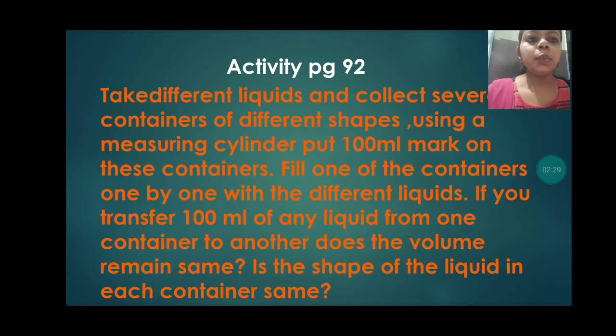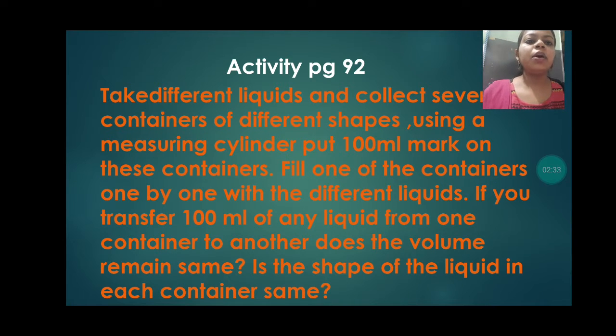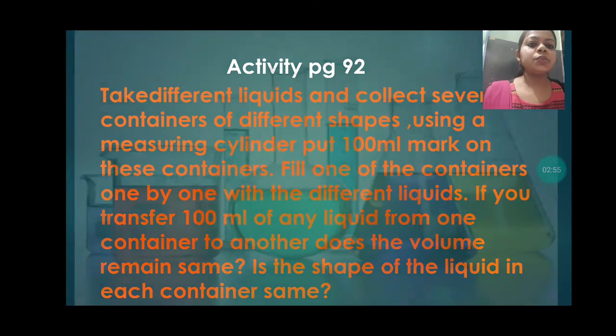Take different liquids and collect several containers of different shapes. Using a measuring cylinder, put a 100 ml mark on these containers. Fill one of the containers one by one with the different liquids. If you transfer 100 ml of any liquid from one container to another, does the volume remain the same? Is the shape of the liquid in each container the same? Let's discuss what this is saying.